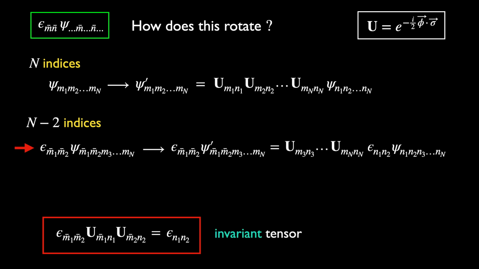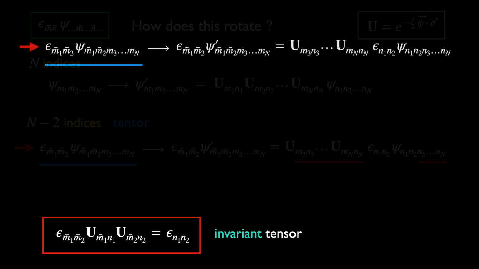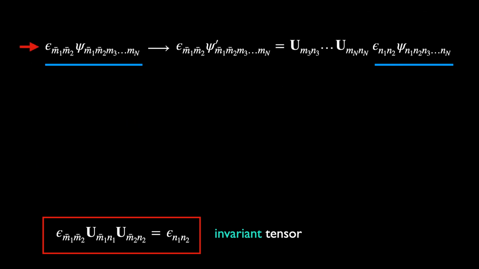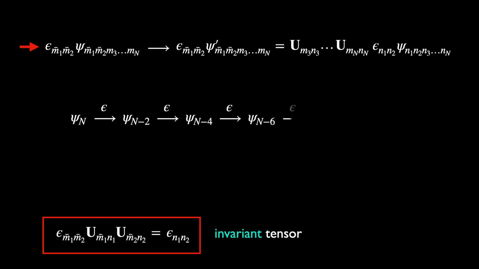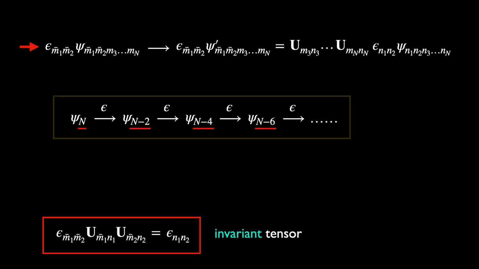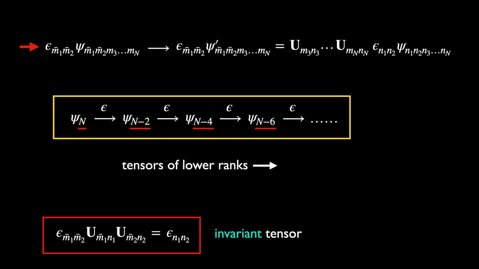Thus this object we have defined transforms like an n-2 index tensor. So contracting a pair of indices of a tensor by the epsilon symbol just gives another tensor with two fewer indices. We can keep on applying these contractions to get tensors of lower ranks. This picture will come in handy later.